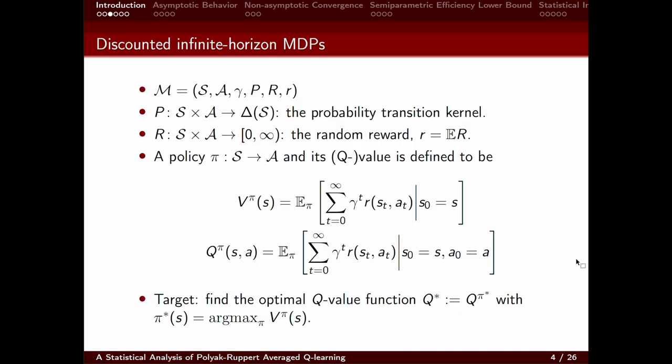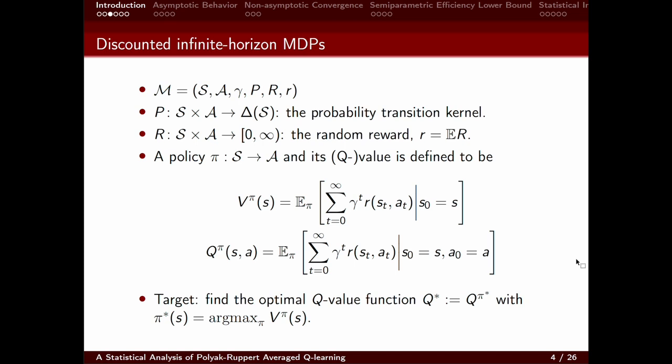More mathematically speaking, this MDP could be characterized by the tuple. Here S is the state space, A is the action space, gamma is the discount factor, which is always smaller than 1 and could be 0, P is the probability transition kernel, and the capital R is the immediate random reward. We use the lowercase r to denote its expectation.